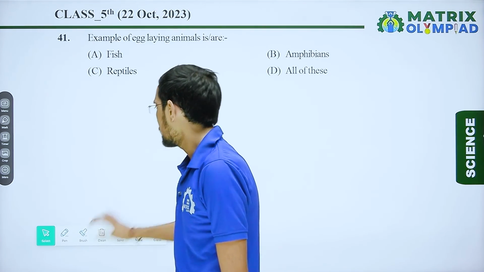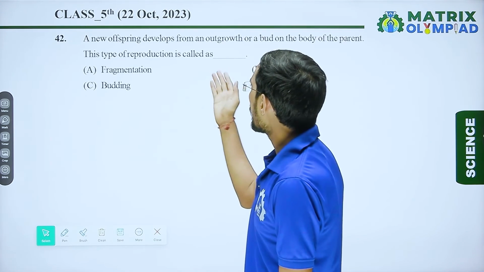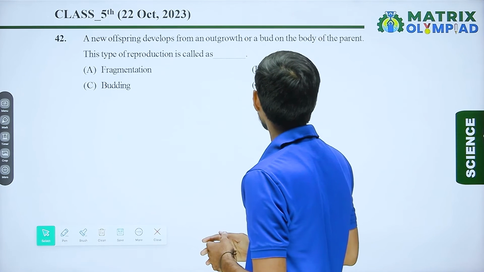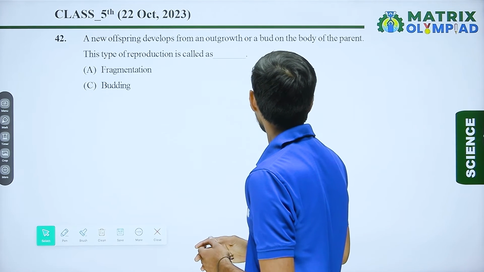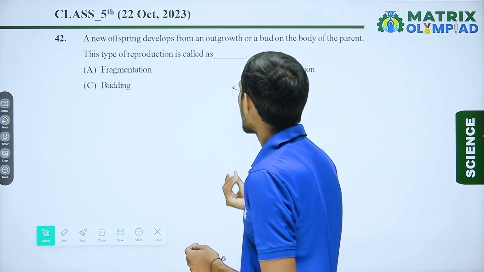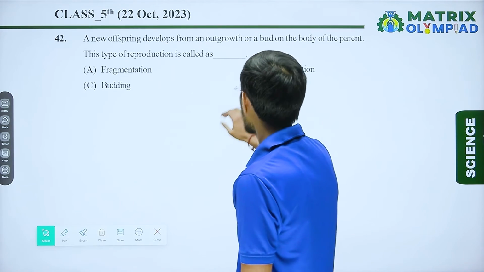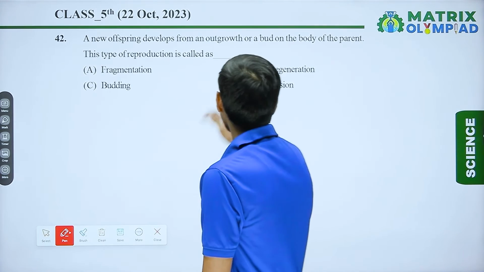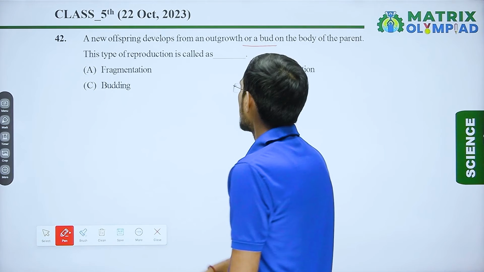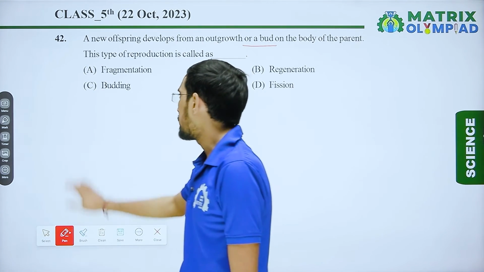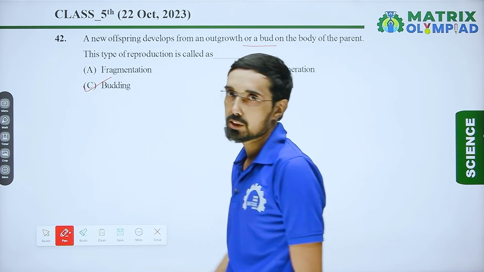Move to next question. A new offspring develops from an outgrowth or a bud on the body of the parent. This type of reproduction is known as, we are given a hint, that is bud. So directly our answer will be budding. Option C is most appropriate.